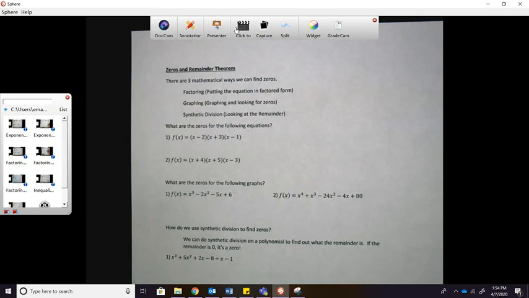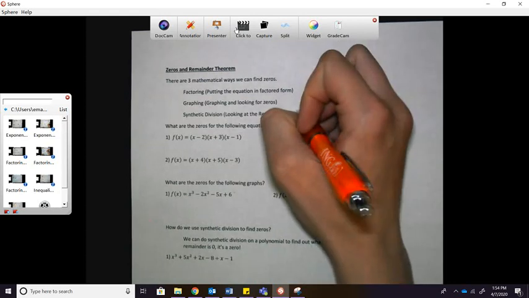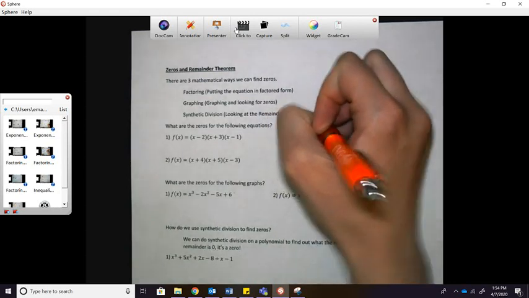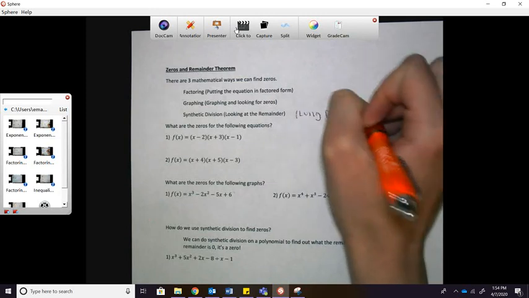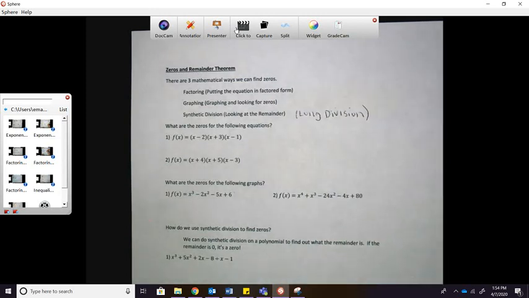Now, if you remember from class, we also use long division. But since we are in a strange situation right now, I am not going to review any long division for you guys during this time period. Okay, so we're going to start with factoring.